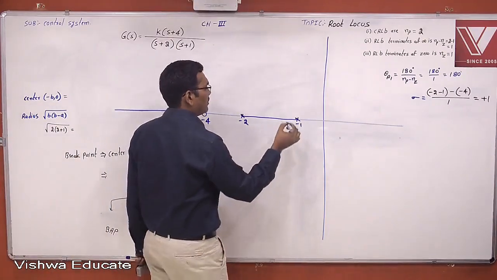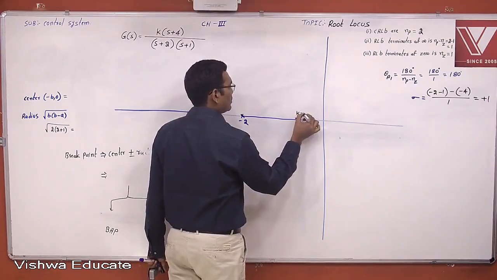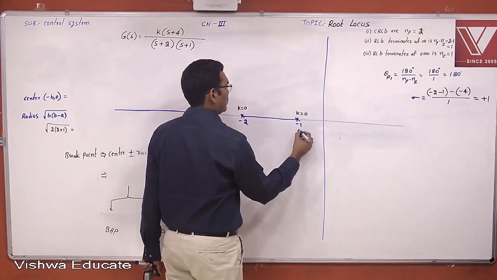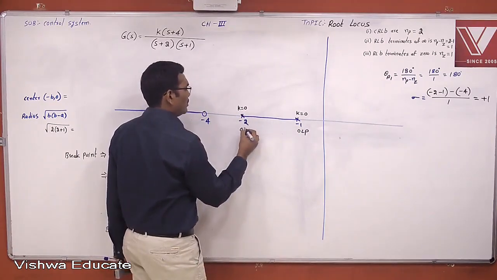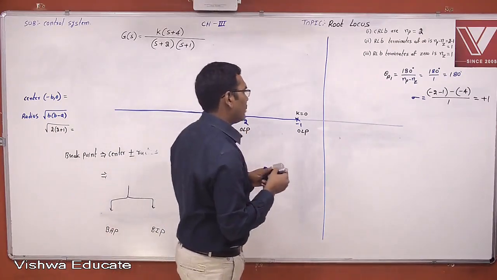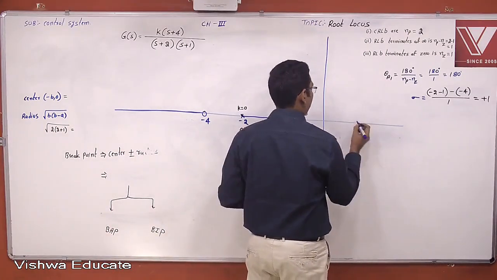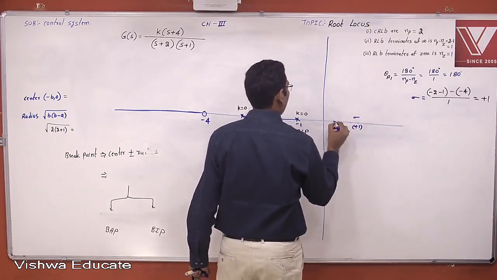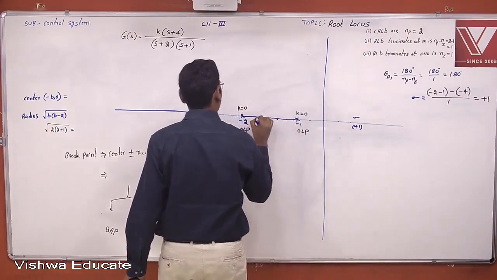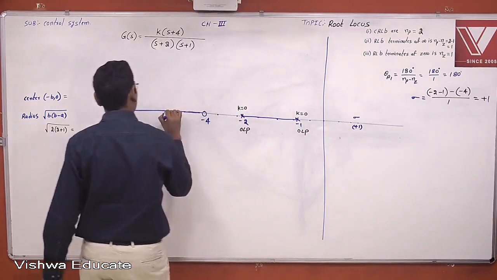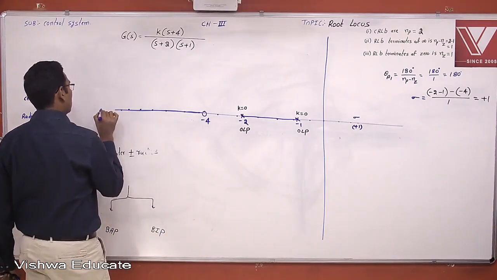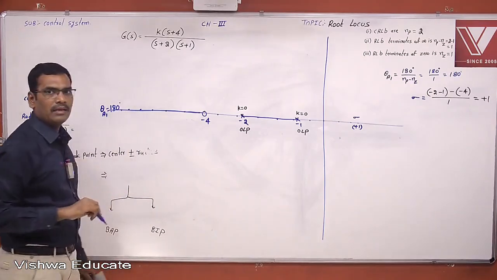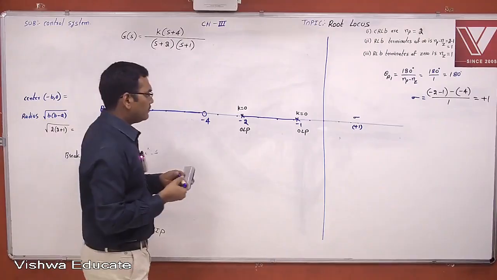Now the root locus diagram starts with k equals 0. The root locus diagram starts with k equals 0, starts with open loop poles. Before that, where is the centroid? Centroid sigma is +1. How many angles of asymptote? Only one angle of asymptote. What is that? 180 degrees. This is the one angle of asymptote, which is 180 degrees. Clear or not? Now see here.